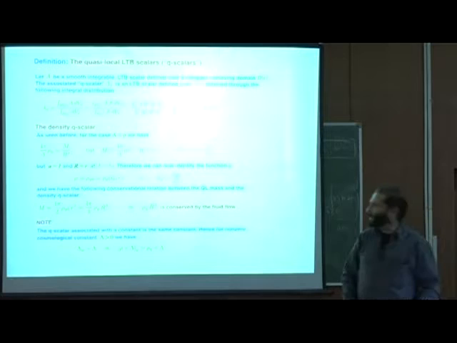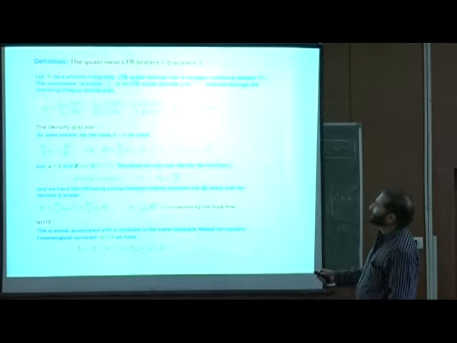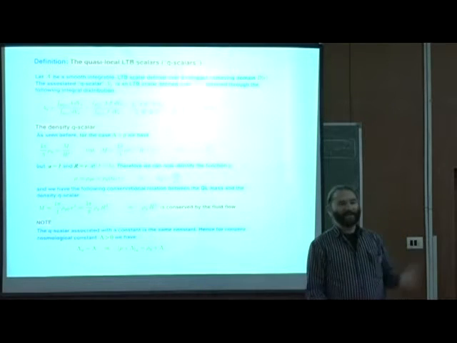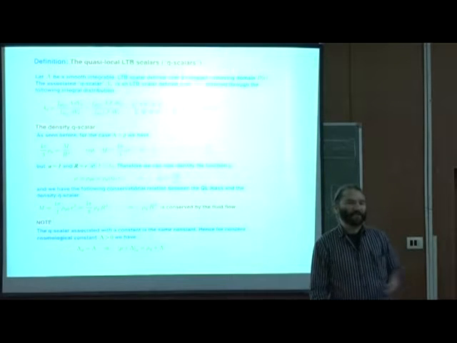Now, note, the Q scalar associated with a constant is the same constant. Obviously, if A is a constant, then it comes out of the integral, and then AQ is trivially equal to A. Can you see that? That's evident, right? So the Q scalar of the constant is the constant itself.